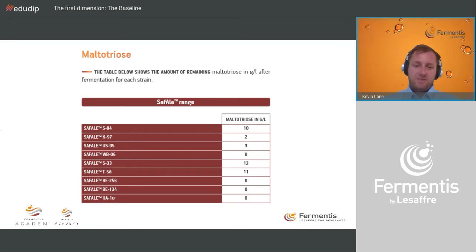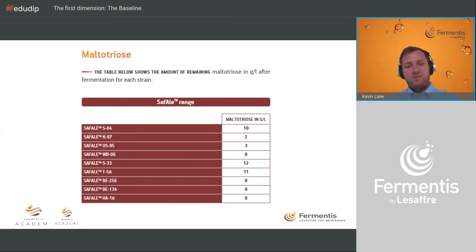Those being B256, WB06, B134, and HA18, each for a different reason. So B256 is our highest attenuating yeast strain that is not diastaticus. So that's not going to touch the dextrins, but it does ferment all of the maltotriose.